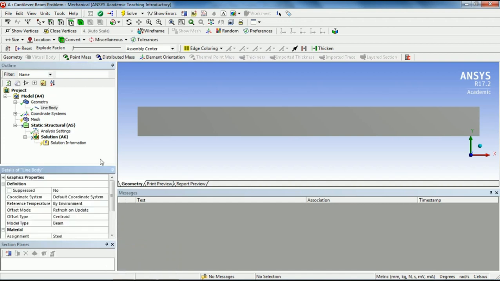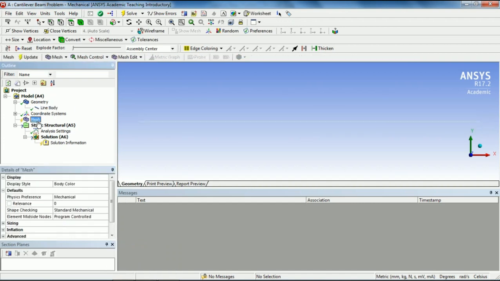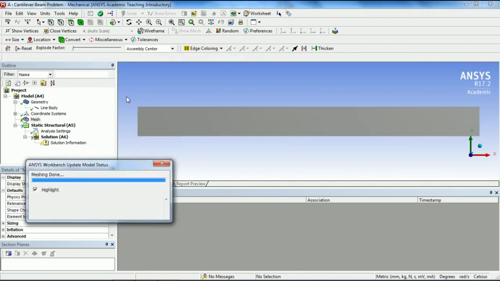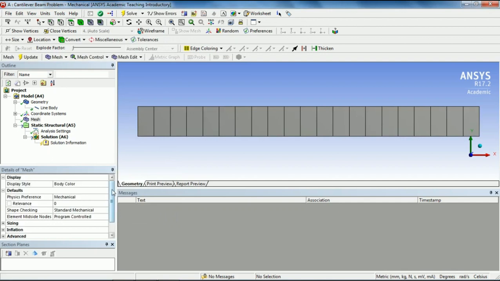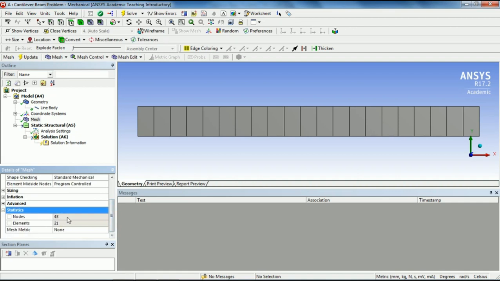So go to Geometry and select Line Body to change the material assignment and select steel. Now go to Mesh and click Update to get the default mesh. Now if you drop down this menu and click on the statics window, you see there are 43 nodes and 21 elements in this beam.